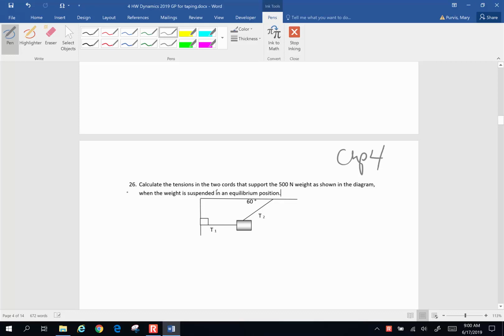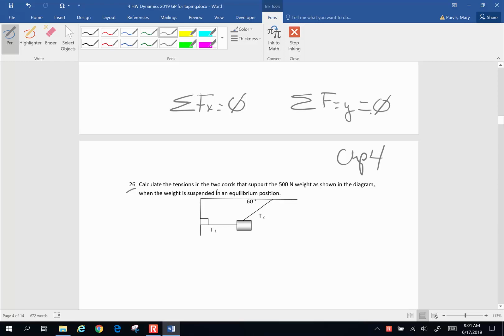So here we go. Calculate the tensions in the two cords that support the 500 Newton weight as shown in the diagram when the weight is suspended in an equilibrium position. Now, if it says equilibrium, what does that mean? That means the sum of the forces in the x direction equals 0 and the sum of the forces in the y direction equals 0.